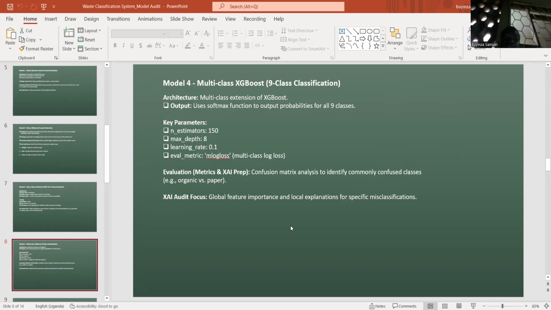Then when we look at its evaluation, it majorly covers the metrics and the XAI prep, where the confusion matrix analysis is there to identify the commonly confused classes, giving an example of organic versus paper. So we have the XAI audit focus, which is global feature importance plus local explanations for specific misclassifications.